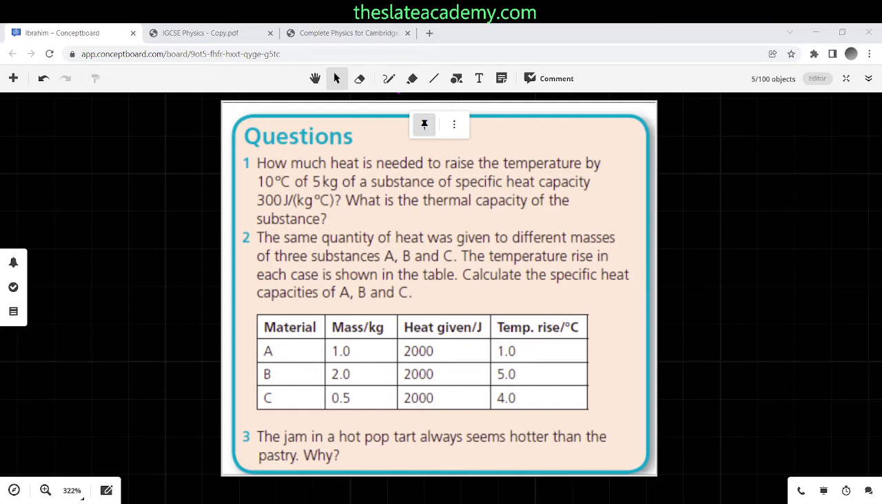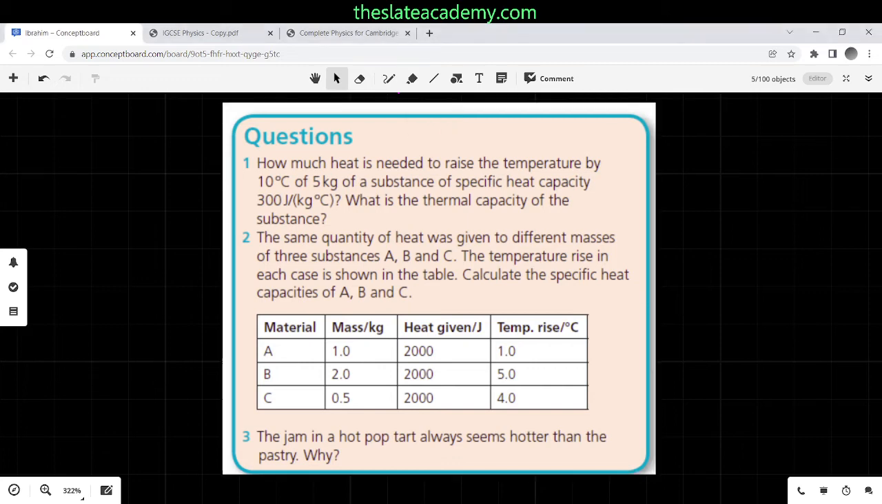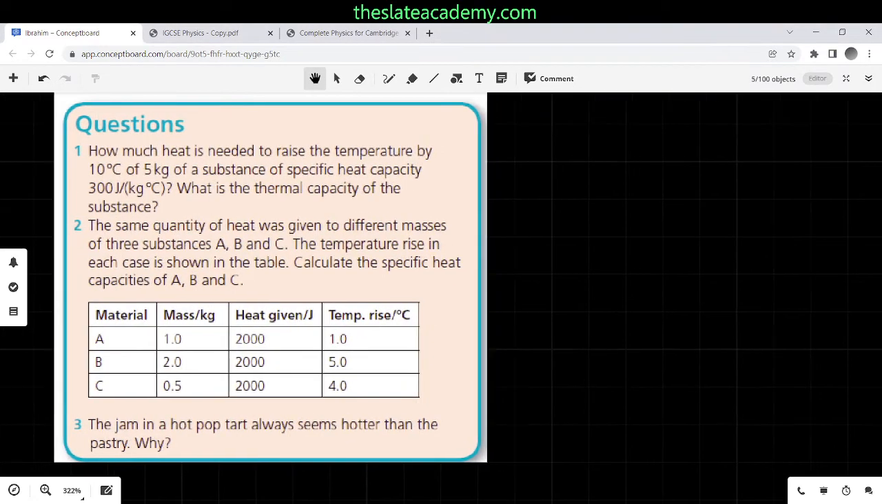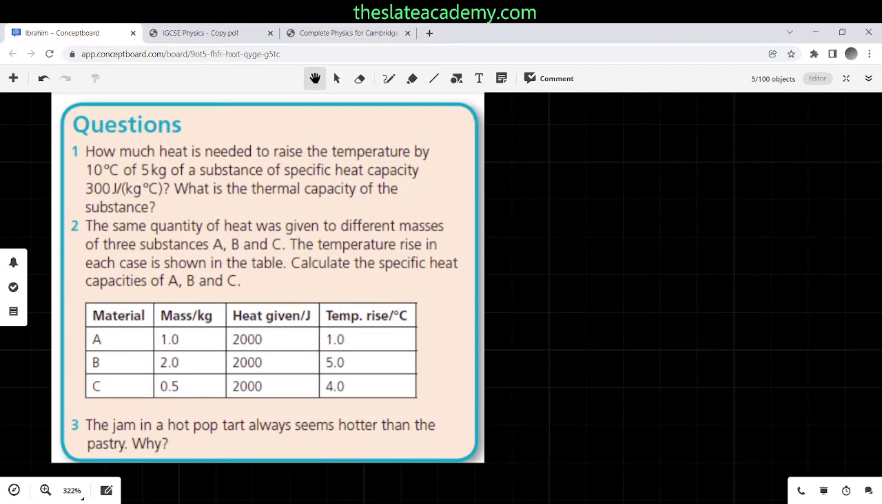The SI unit for thermal capacity C. The SI unit for thermal capacity will be joules per degree centigrade. Why? Because joules per degree centigrade. Here is the reason why. Let's see. First, we have to find out the specific heat capacity.